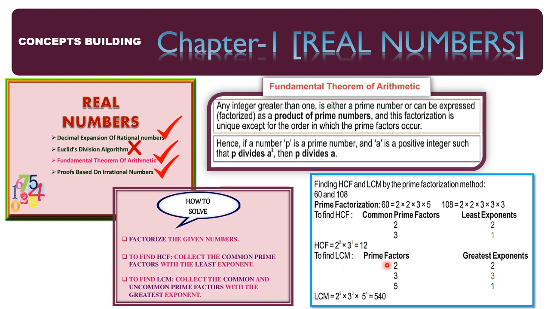Same way for LCM we will take common and uncommon factors, means 2, 3 and 5. Now we will see the greatest exponent. For 2 the greatest exponent is 2, for 3 the greatest exponent is 3, and for 5 the greatest exponent is 1. So here you just multiply, means 2 power 2 into 3 raised to the power 3 into 5 raised to the power 1. So when you solve you will get the answer as 540. I hope this concept is clear to you.